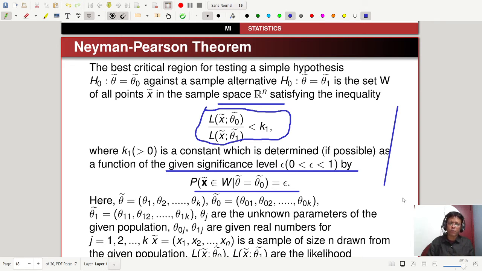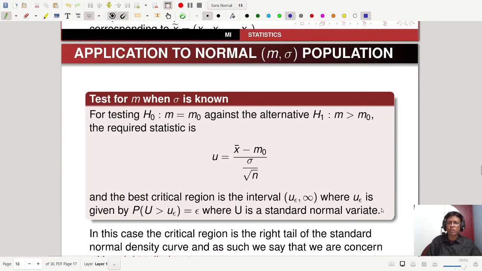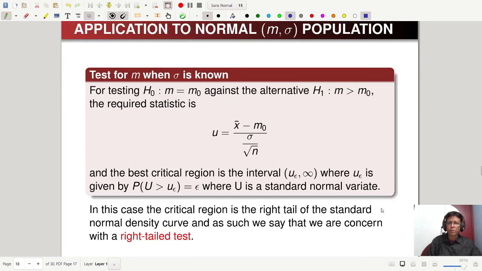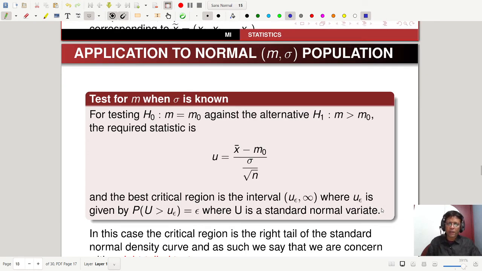What is testing of hypothesis? Different types of hypothesis: null hypothesis, alternative hypothesis. What is a test statistic? Critical region, best critical region, type 1 error, type 2 error, and power of a test. And the theorem. Now I will explain some applications to the normal M sigma population, because in the next lecture I will explain how to deal with the problems of testing statistical hypothesis for the normal population.